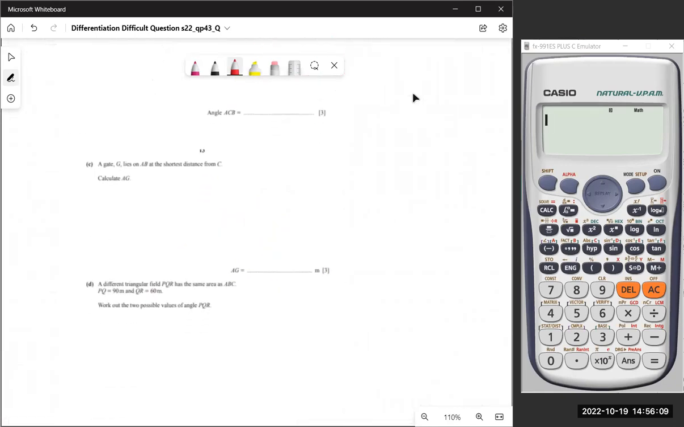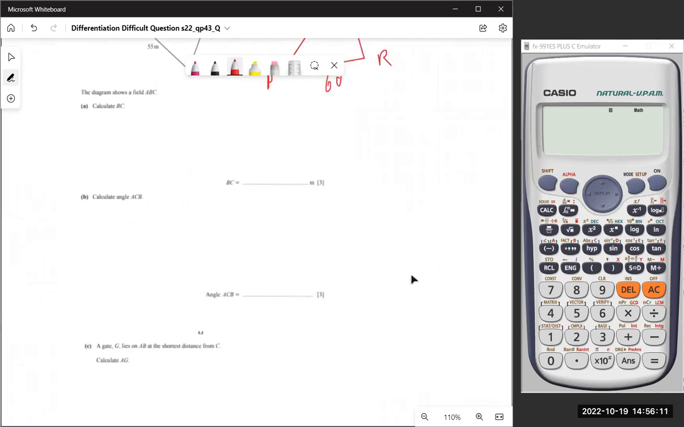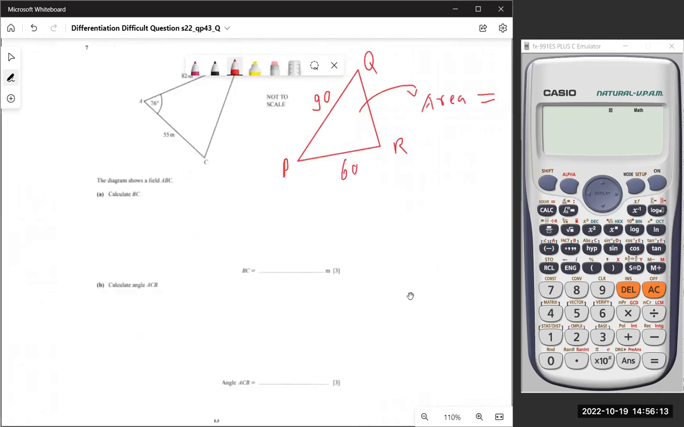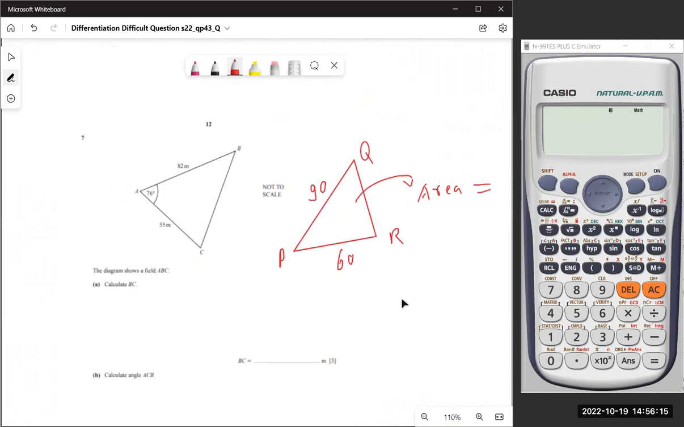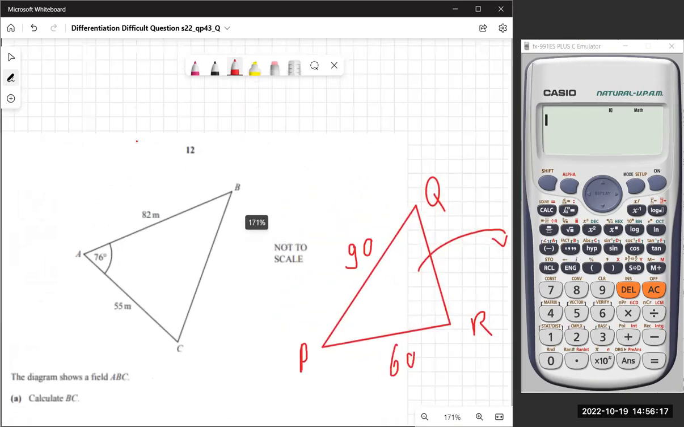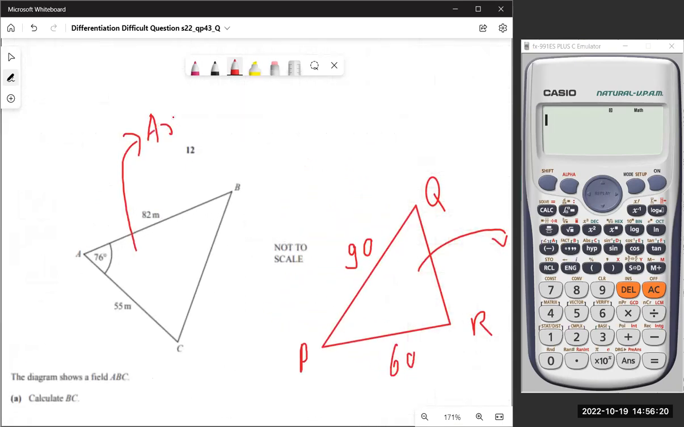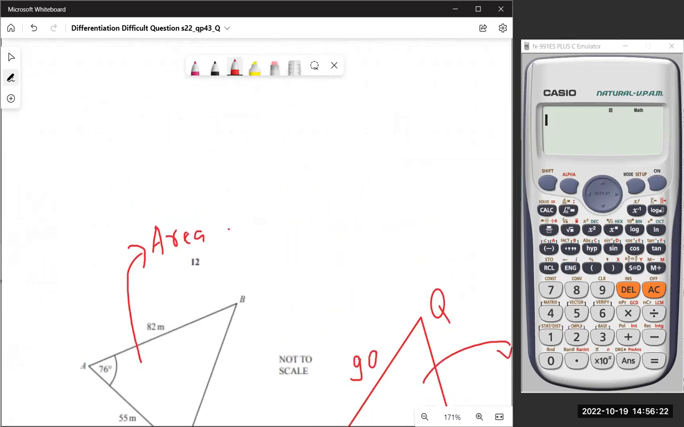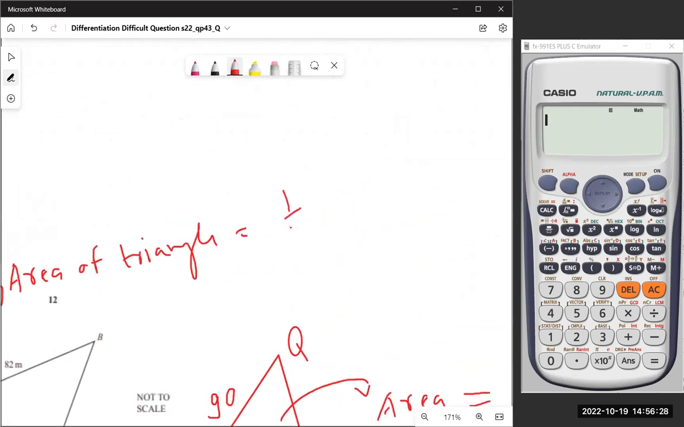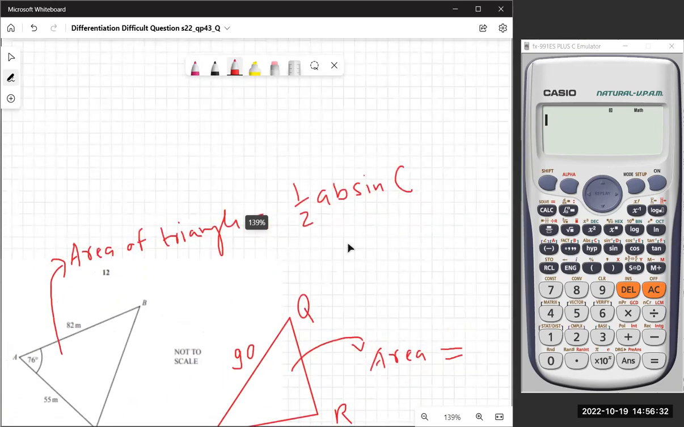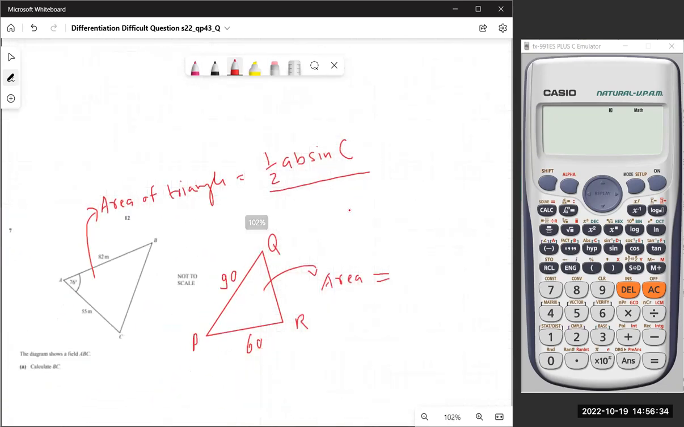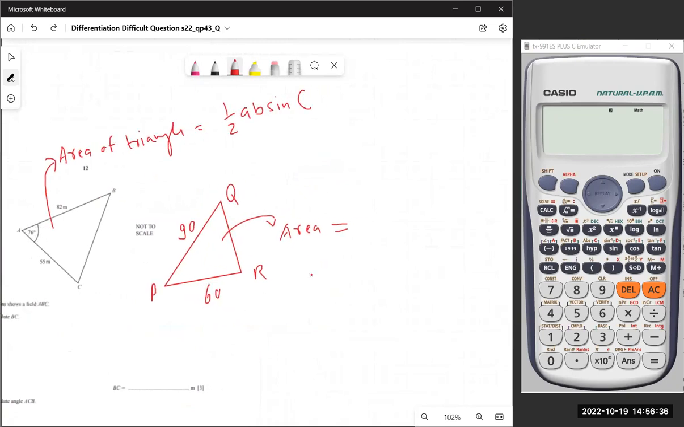Area is the same as ABC. What was the area of ABC? Did they give us the area of ABC? I don't remember. You don't know. Then let's find it from here. Area for a triangle is always half AB sine C, not cos. You should memorize it like this.